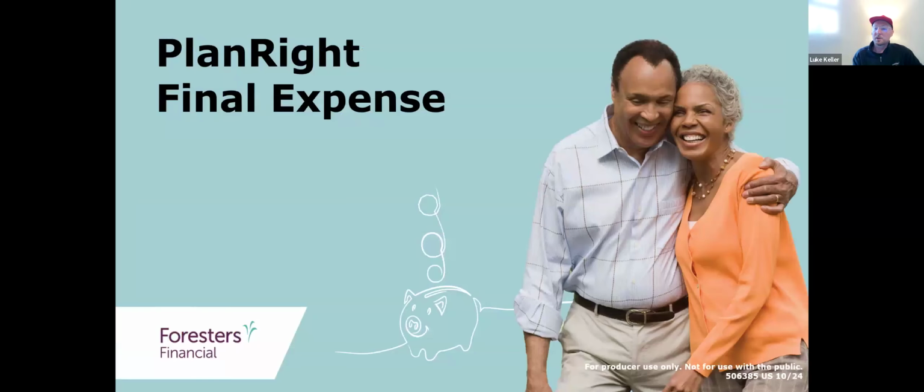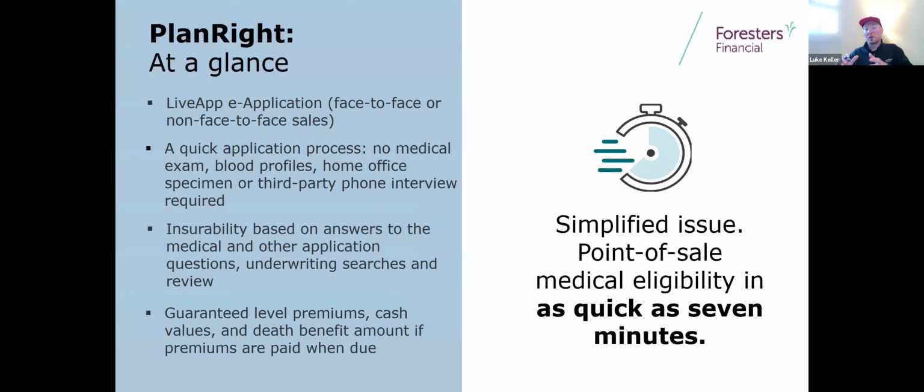Now, the other product is Plan Right. This is our final expense plan. Again, as I mentioned, this is written on an instant decision platform. So when you go into the Foresters Agent Portal EasyBiz, you'll see a link to the Plan Right Live app. That is the e-application that you'll write for this product. Everything else that we carry, you can write through iPipeline, so no different than any other carrier that you work with. If you are looking at final expense, though, you'll use this other application platform. But again, it's right in our agent portal.